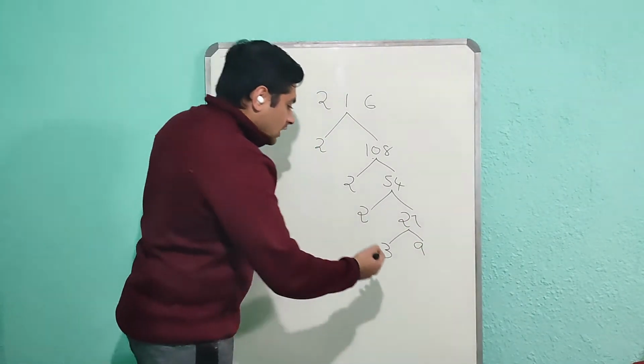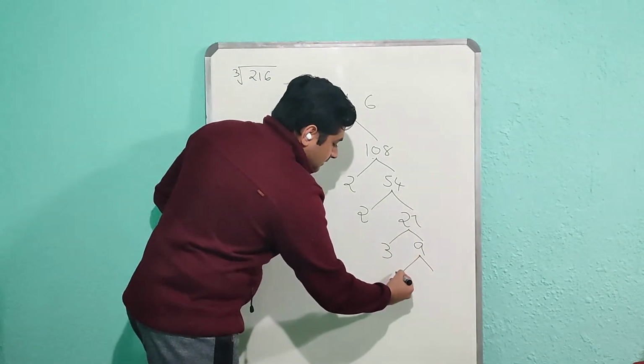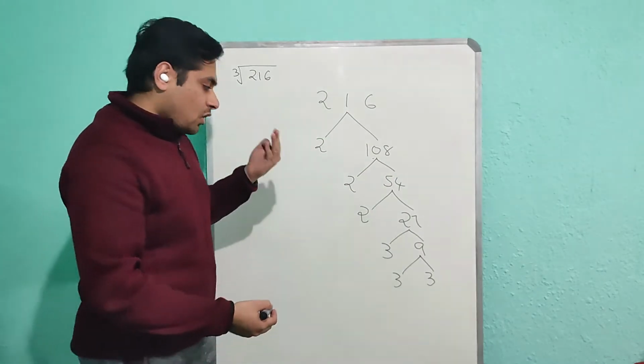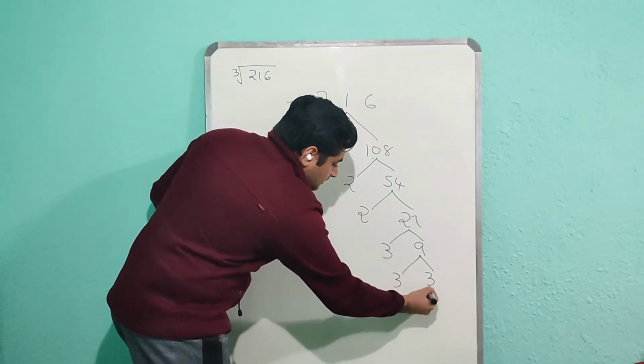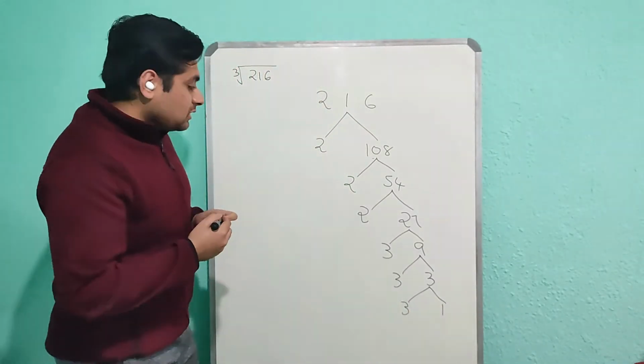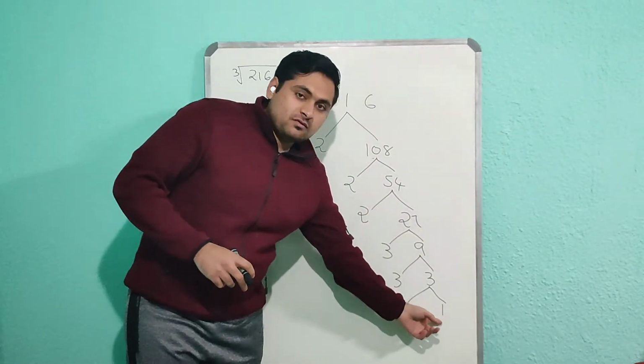Again, 9 is an odd number. The smallest divisor of an odd number is 3. That gives us 3. Again, 3 is an odd number, and we need the smallest divisor of 3, which is 3 itself. That gives us 1. Right? So now we know that we have reached the end because we have reached 1.